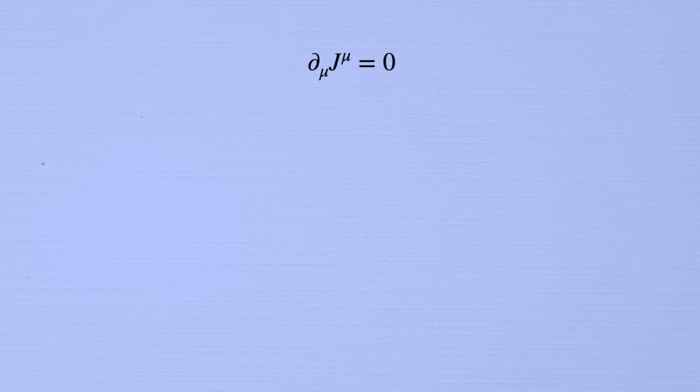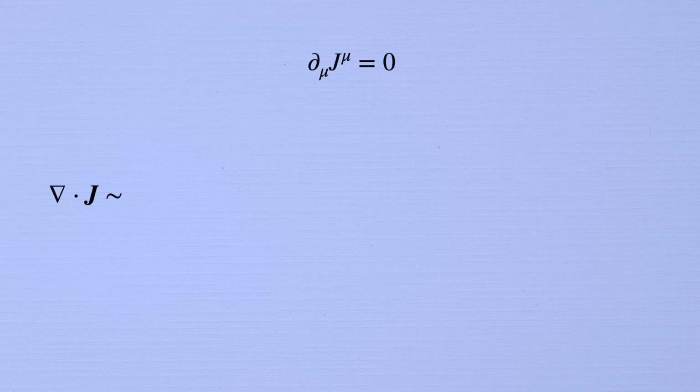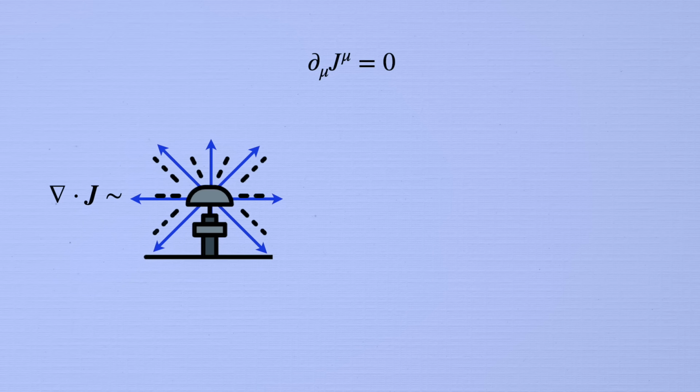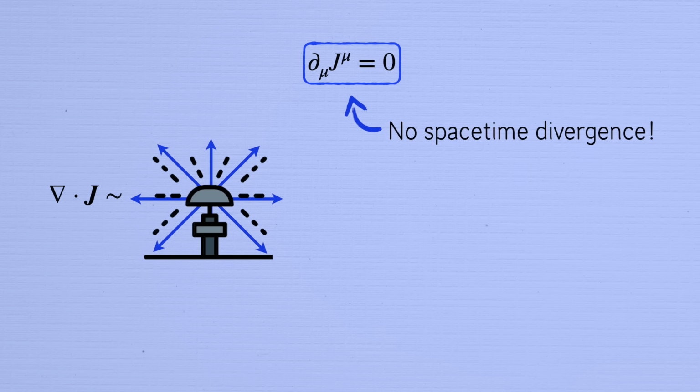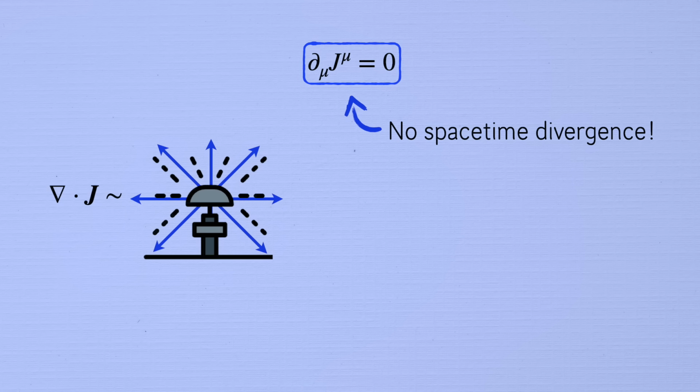The spatial divergence del.j measures how much j spreads outward from a given point in space, like a water sprinkler spraying water out of a spigot. The continuity equation says that j mu can't have any divergence in space-time, meaning you're not allowed to simply pop out new electric charges at any space-time point, or at least no net charge.